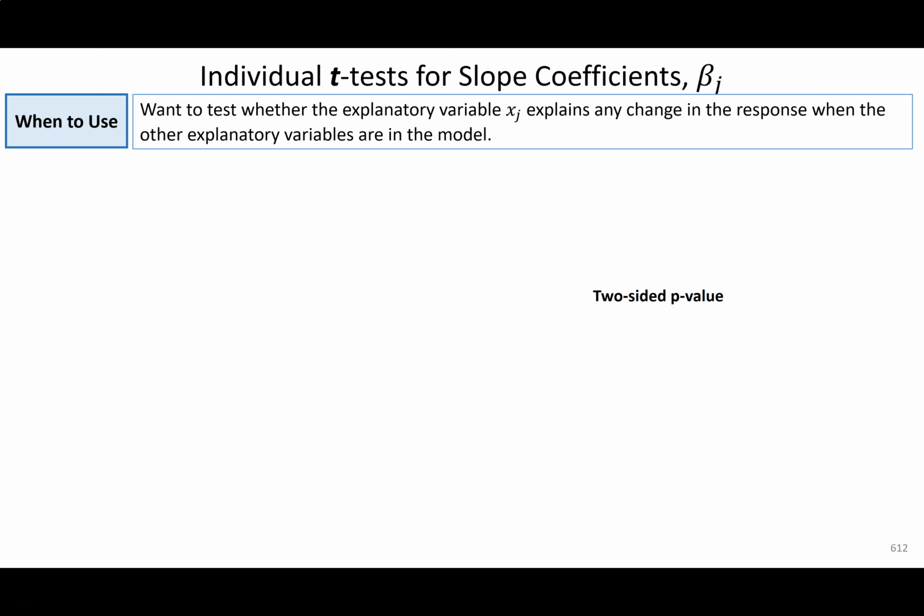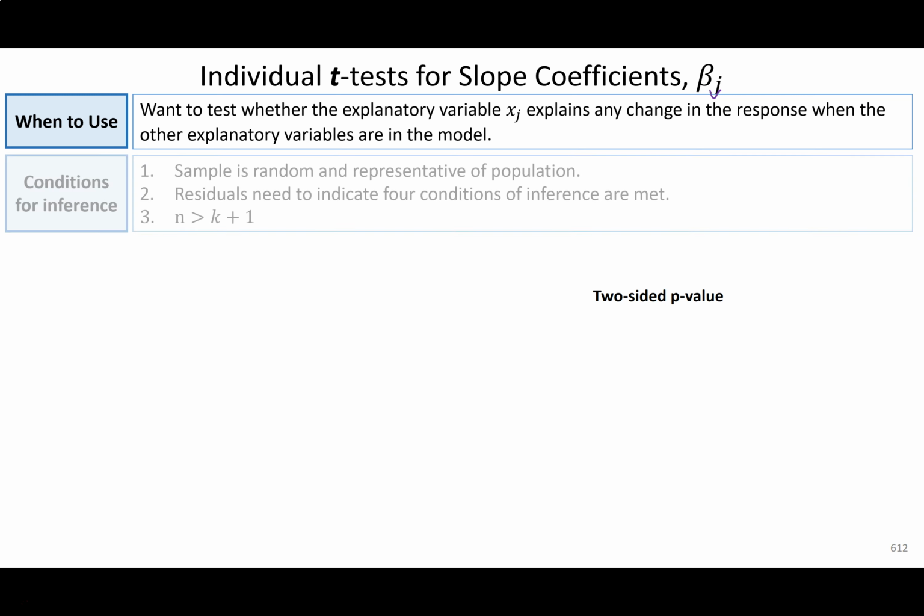Looking here, individual t-tests for the slope coefficients. This is when it's really important to keep track of what order you put the variables into your linear model. If you were in R and you said linear model, with the response, then by my first explanatory variable, by my second, by my third, you want to keep track of what order you put these variables into your model, because that tells you if it's beta 1 or beta 2 or beta 3. You'll be able to tell from the output as well, and we'll talk about that.